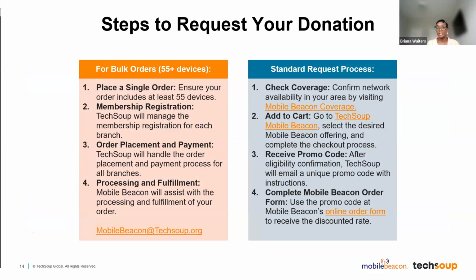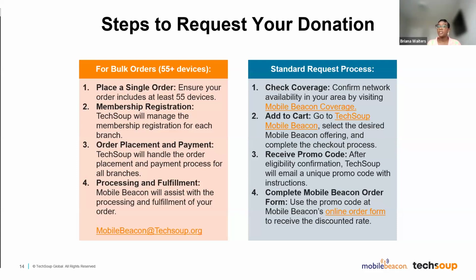If you're looking for our standard process, if you're purchasing devices under the quantity of 50 or 55, you first want to check your network coverage. As I mentioned, T-Mobile, one of the best networks out there, but you just want to double check and make sure coverage is viable in your area. Then after that, you're going to go to the TechSoup Mobile Beacon website and select the desired Mobile Beacon offering, whether it be the donation program or the discounted program device, and then complete the checkout process there.